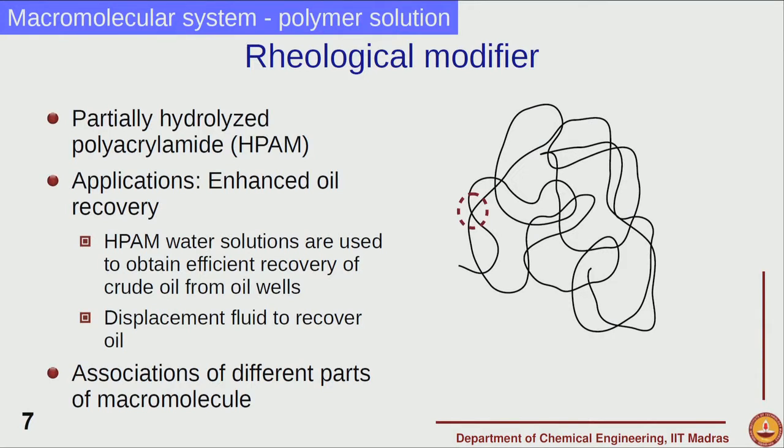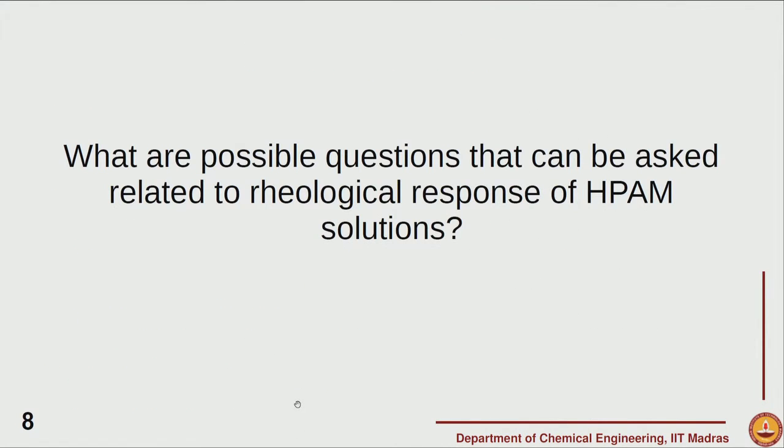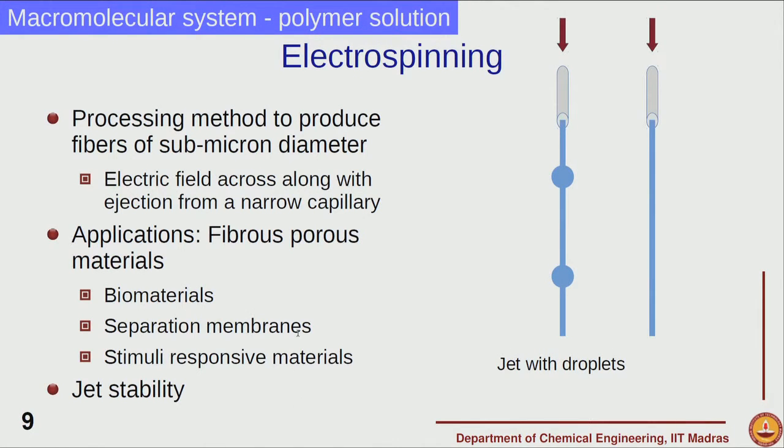And this is the example that we saw in the previous class, related to partially hydrolyzed polyacrylamide. It is an example of a polymer solution used in enhanced oil recovery to change the viscosity and, in the end, to effectively displace fluid to recover oil. Now, going further, we will look at a few examples of each of these classes.